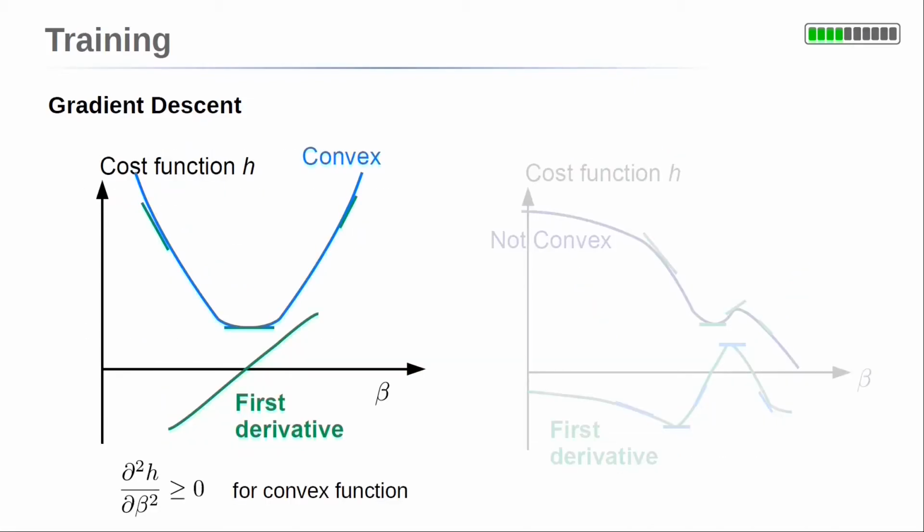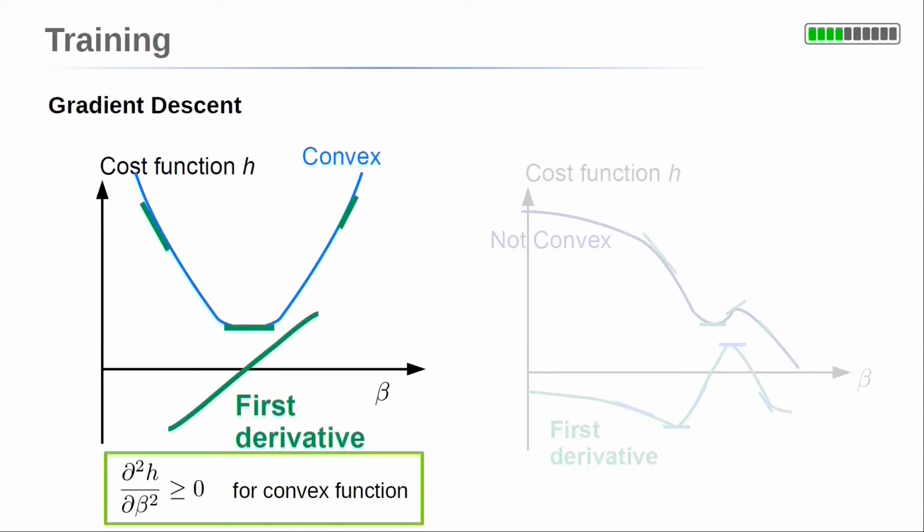To illustrate this, let's take a closer look at two examples of cost functions. On the left side, a convex cost function is sketched. Its second-order derivative, the slope of the first-order derivative, is always positive.